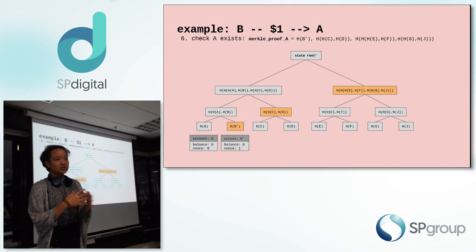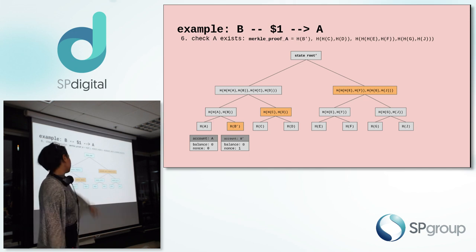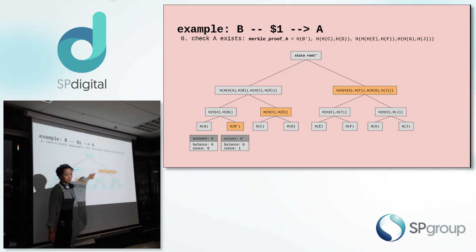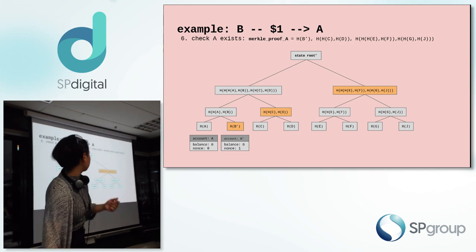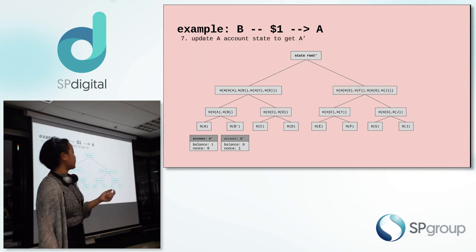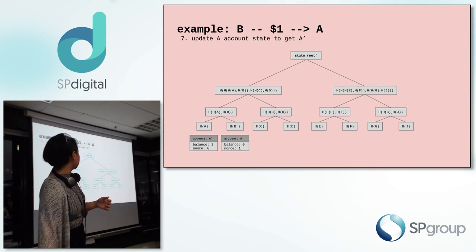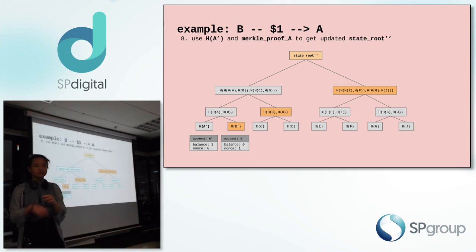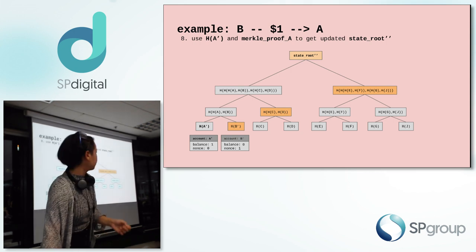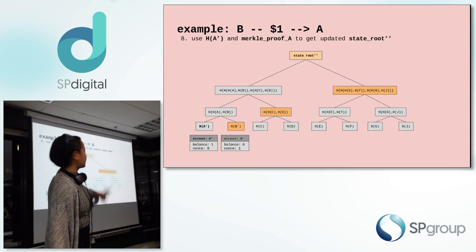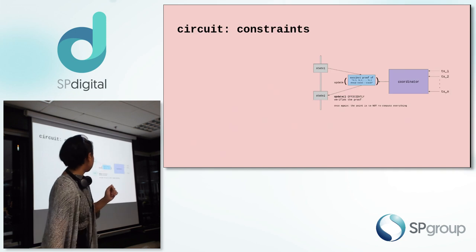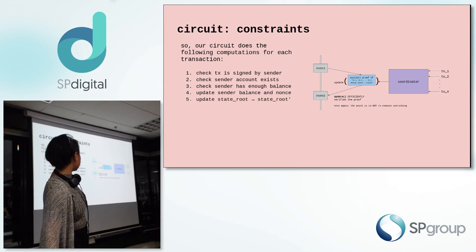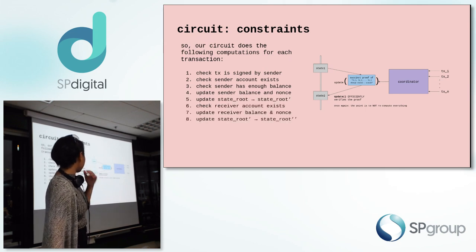Afterwards, we basically do the exact same thing for A. In this new state root, we check that A exists by, again, giving the Merkle path. We update the state of A, and then we hash A all the way up again to get our final state root. So that's what the circuit is doing. This is exactly what we just went through. Eight steps.